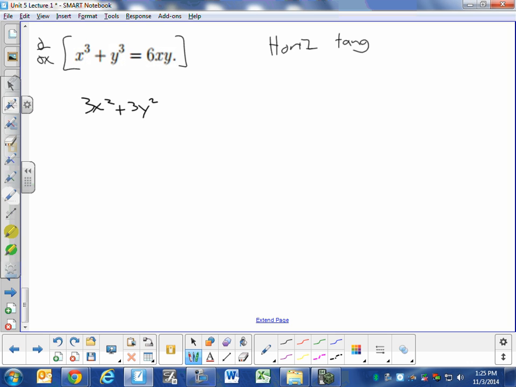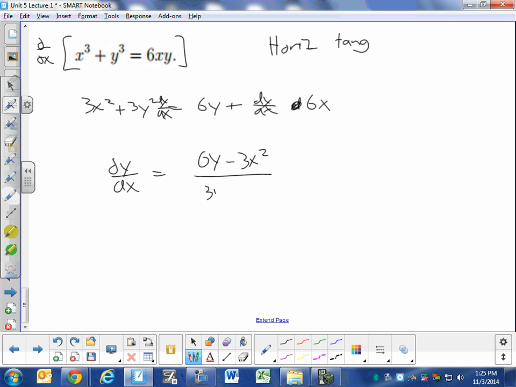3x squared plus 3y squared equals f prime g plus g prime f. Subtract, solve, I'd get dy dx is equal to 6y minus 3x squared over 3y squared minus 6x. This is why you've got to be careful, guys. Well, a horizontal tangent would occur when the numerator is equal to 0. Well, I get 6y minus 3x squared is equal to 0. I can't solve this to find an x or a y.